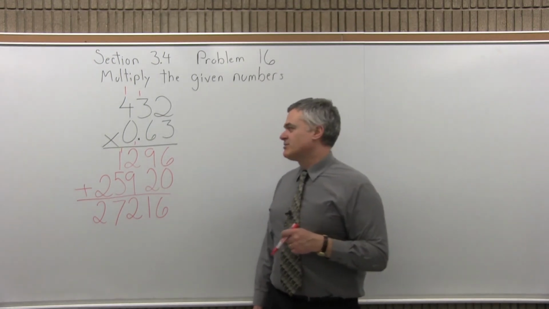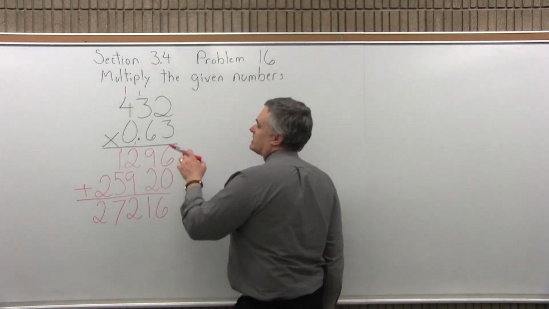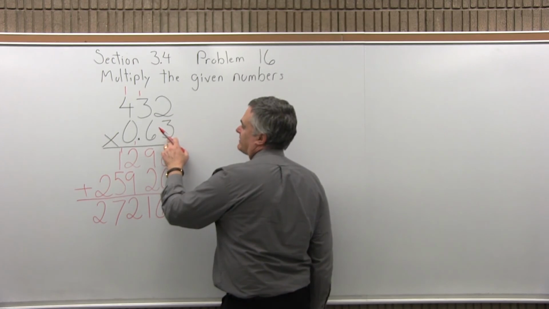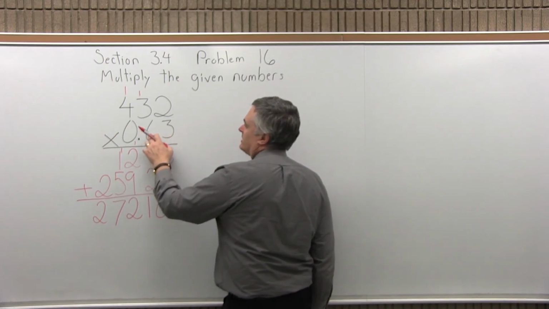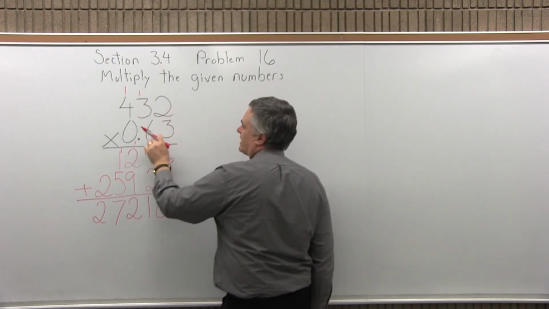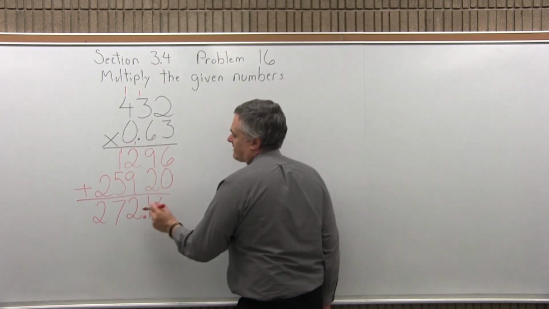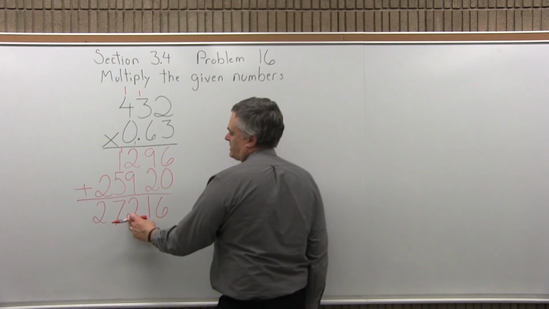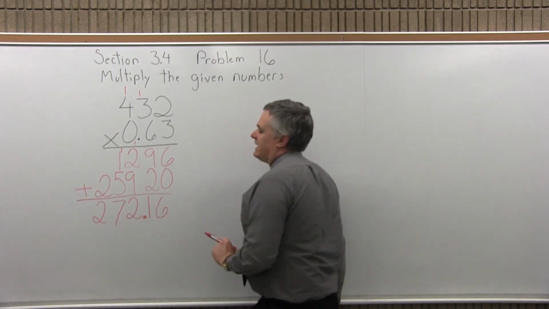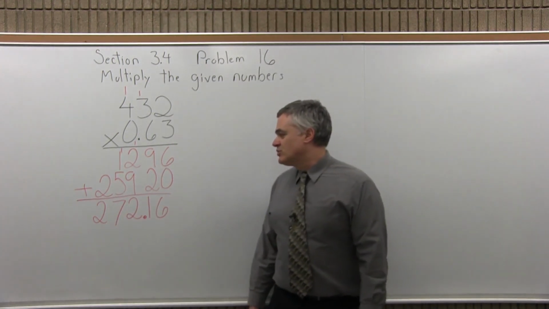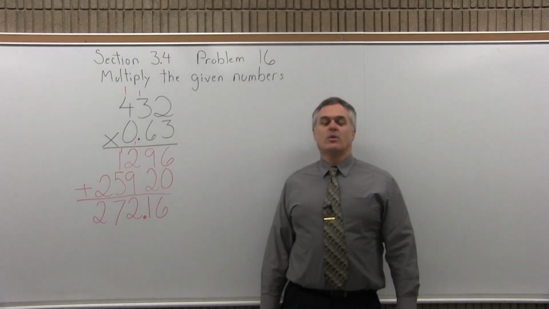But now I have to put the decimal in the right spot. So go to the question and count the number of places altogether after the decimal. So only 2. The 432 didn't even have a decimal. So I have 2 places after the decimal in the question. So I have to have 2 places after the decimal in my answer. That would put the decimal between the 2 and the 1. And I have an answer of 272.16.